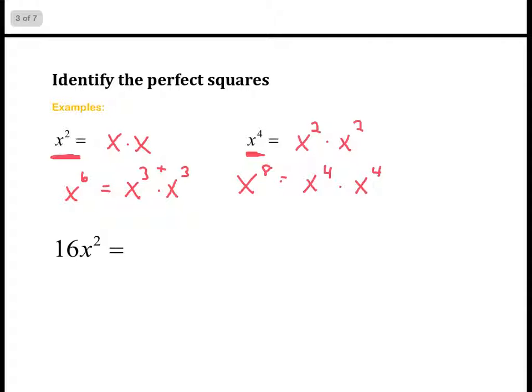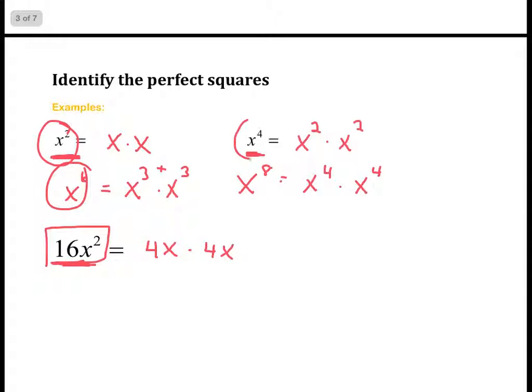Alright, so let's look at a coefficient of 16 and then a variable of x squared. Well, what is the square root of 16? You would get 4, and the square root of x squared would be x. So 4x times 4x is 16x squared. So that means 16x squared is a perfect square. So these are all examples of perfect squares. So the first thing you want to do is to be able to identify what a perfect square is.